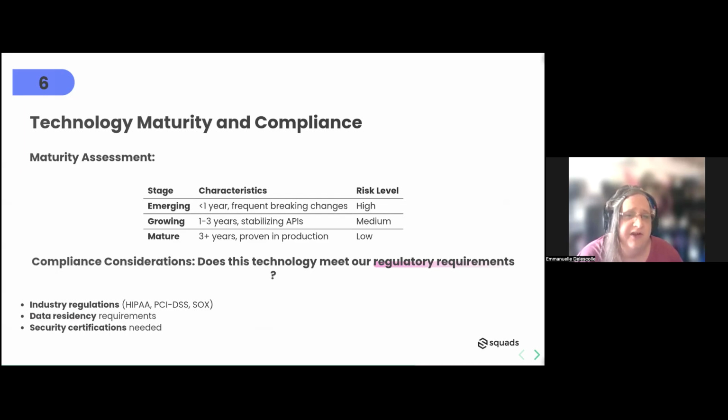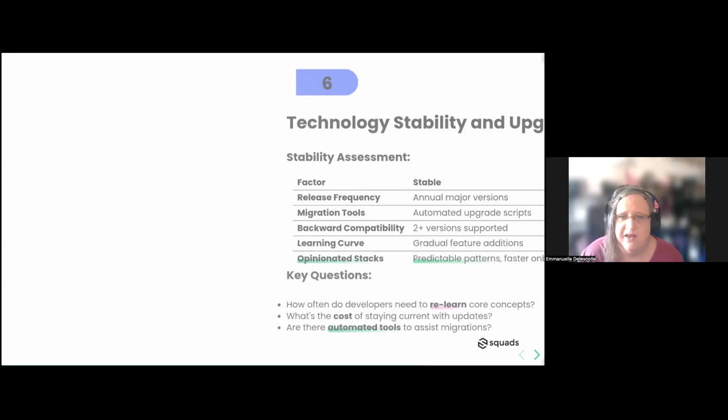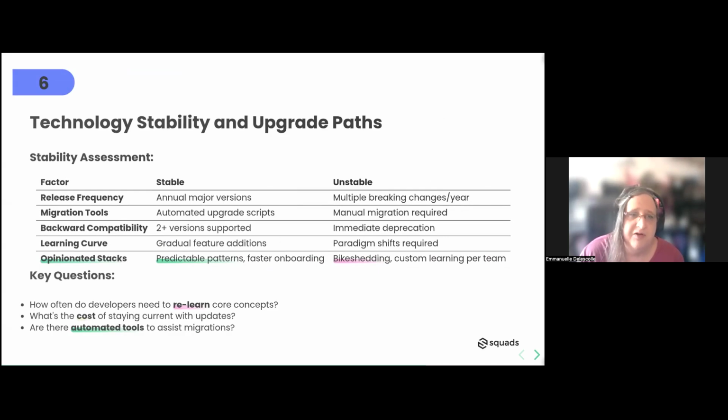While a mature technology is going to have been already production ready for years, and they will also probably have been reviewed already for compliance requirements, things like SOX or GDPR or things like that, and they will certainly make your life easier. They will also probably be easier to upgrade. So when choosing a stack, this is something that you have to look at.